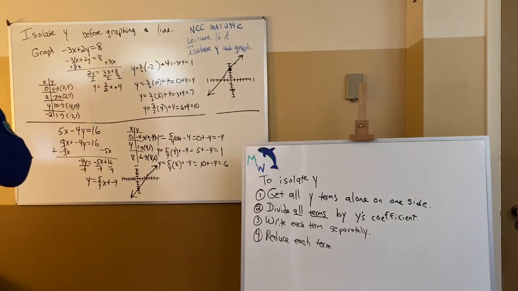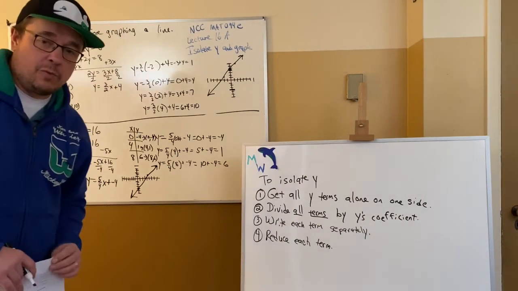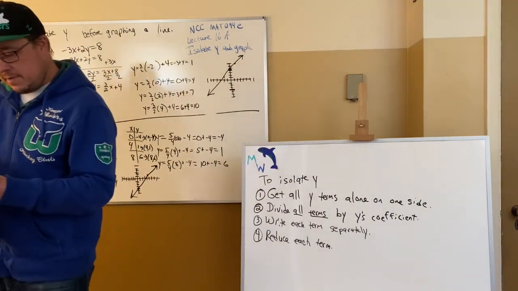So you've seen some more of how to do the t-chart method, but what do you do if it doesn't say y equals? We begin with isolating y. Okay, that's it for this lesson.